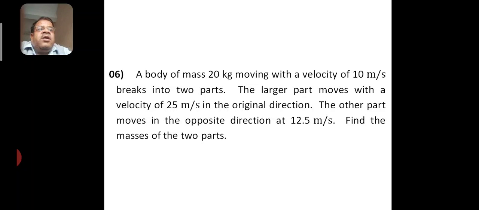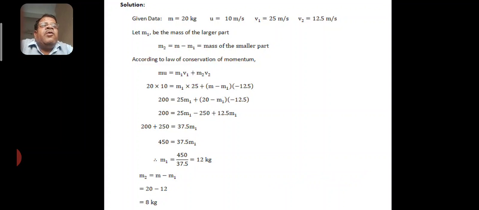The other part: the total mass of the body is 20 kg. We are assuming the mass of the larger part is m1. Therefore, the mass of the other part m2 equals 20 minus m1. It is moving with a velocity of 12.5 meters per second but in the opposite direction. Therefore, v2 equals minus 12.5 meters per second. They asked the masses of the two parts. M equals 20 kg, moving with a velocity of 10 meters per second. V1 equals 25 meters per second, v2 equals 12.5 meters per second.